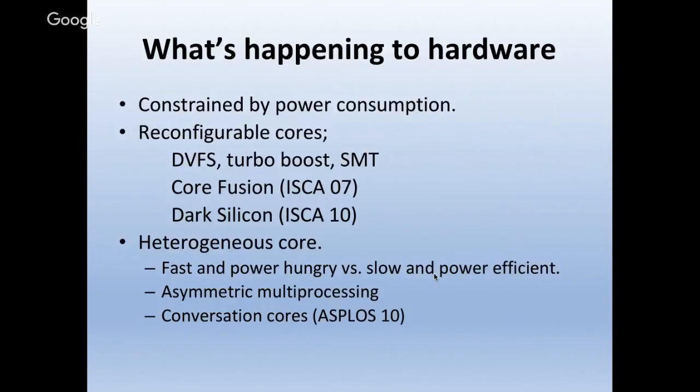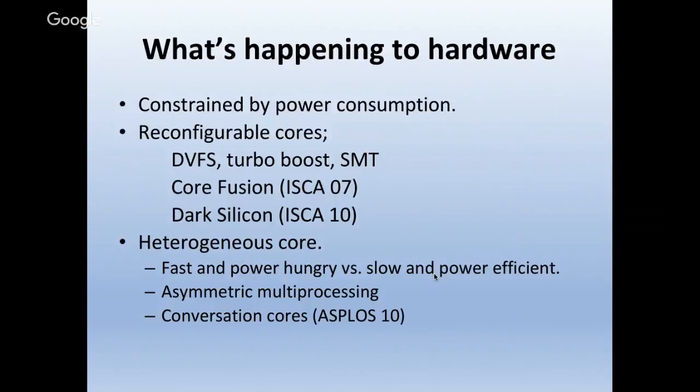Also, there are some research techniques, such as core fusion, which allow us to fuse multiple physical cores into simpler, more powerful cores or split them again. On the other hand, the future may have dark silicon, which means we can have many cores, but we cannot power them all at the same time.